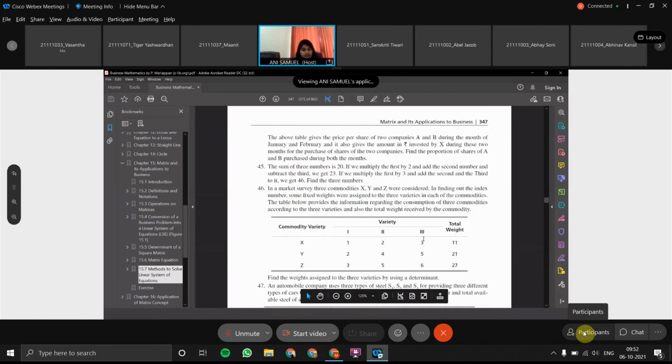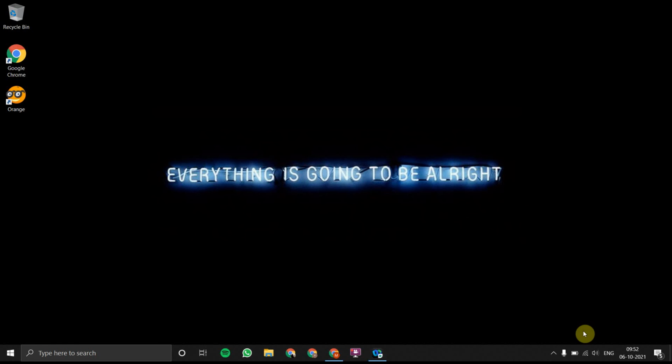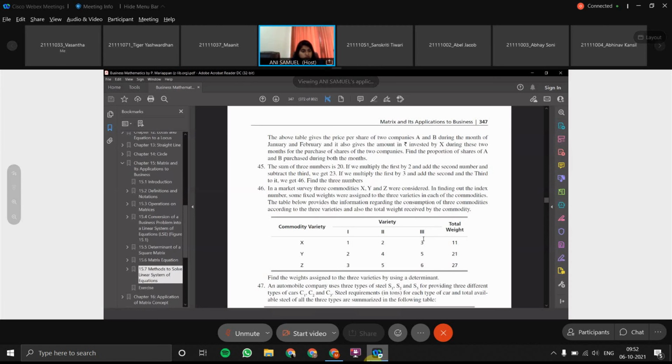Next, 46th question. In a market survey, 3 commodities X, Y, and Z were considered. In finding out the index number, some fixed weights were assigned to the 3 varieties in each of the commodities. The table below provides the information regarding the consumption of 3 commodities according to the 3 varieties and also the total weight received by the commodity. Find the weight assigned to the 3 varieties by using a determinant. Forget that. Use Gauss elimination.